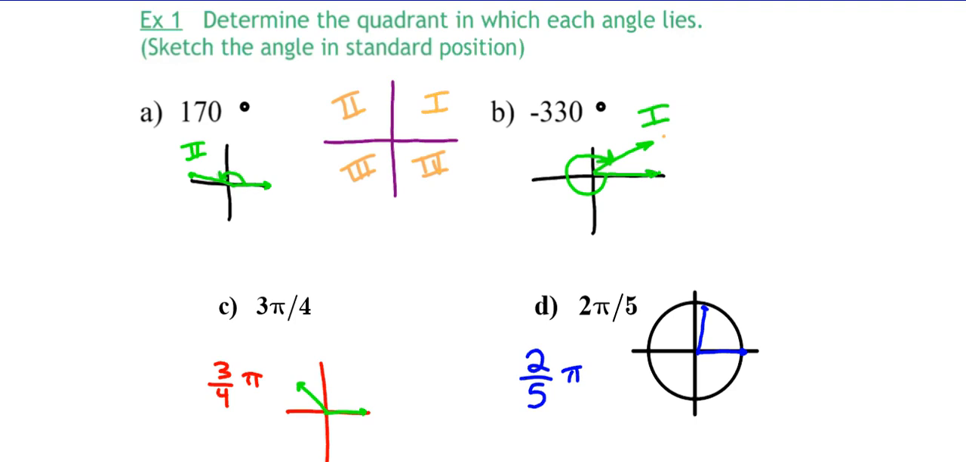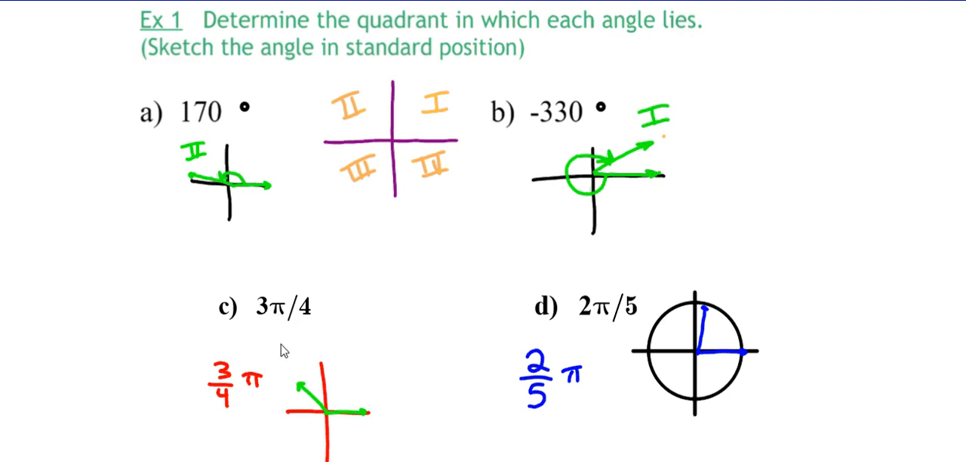So we have quadrants, right? First, second, third, fourth. Determining which quadrant an angle lies in is a little game, like 170. Well, that's a little less than 180, and we know 180 is all the way over, so it's just up a little bit in the second quadrant. Same thing here, negative 330. If we went negative 360, we'd be here. If we backed it up 30, we would still be in the first quadrant. And of course, same thing with the radians.